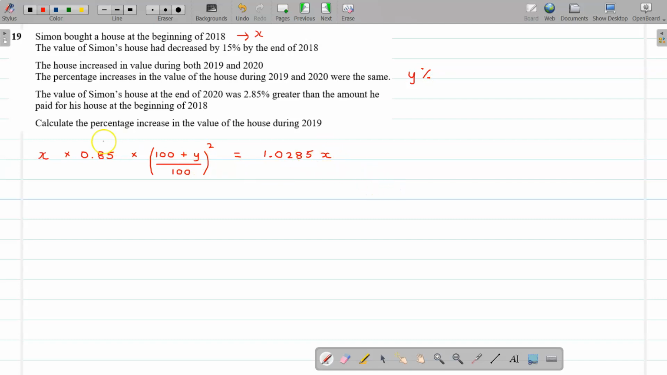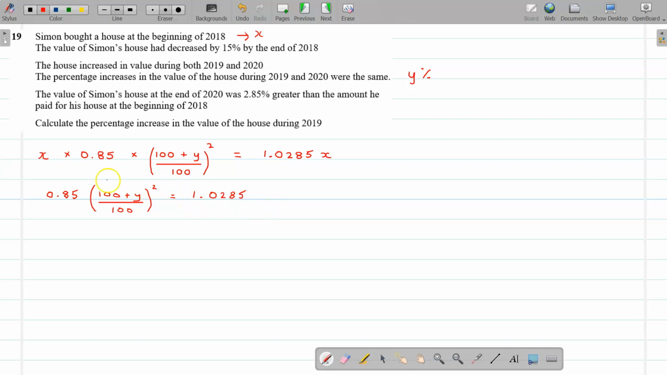So if you notice, I can divide both sides by x, and I get this equation: 0.85 times (100 plus y over 100) squared, that whole thing, equals 1.0285. So I've got to find out what y is.